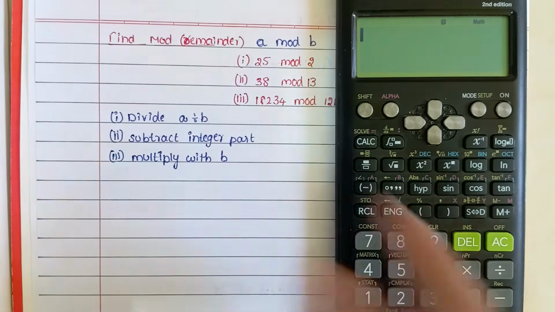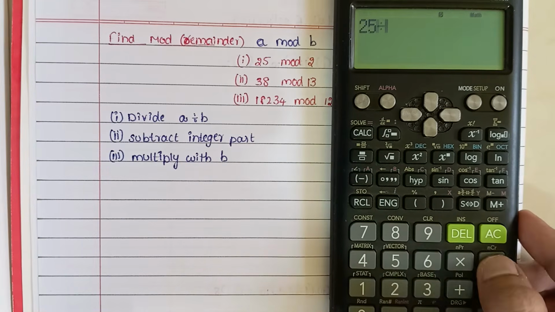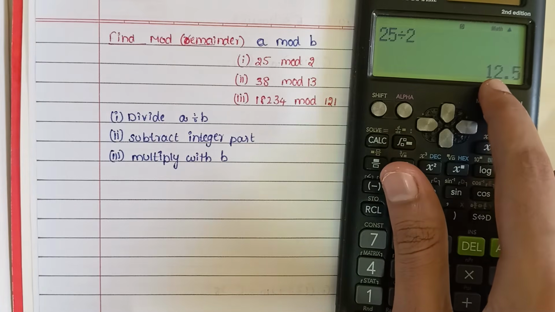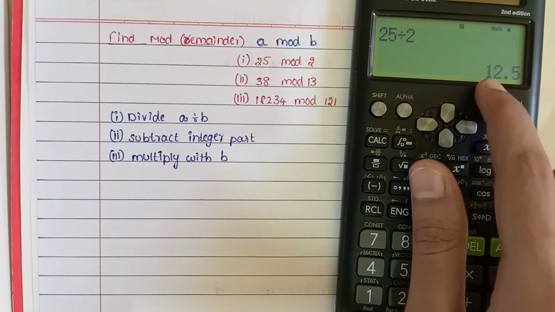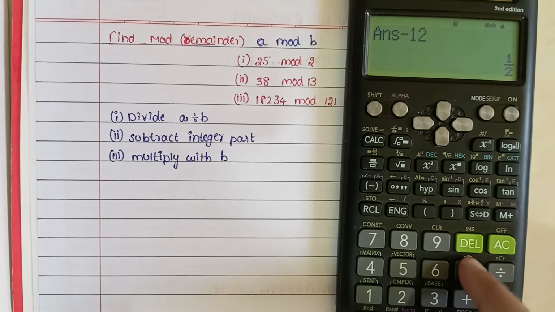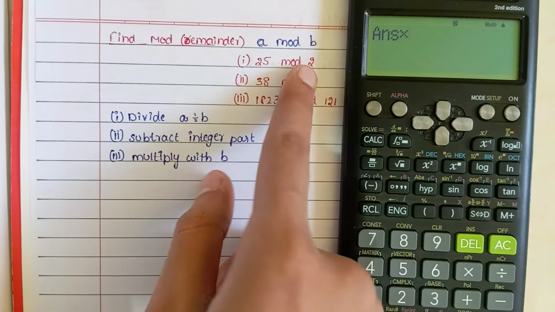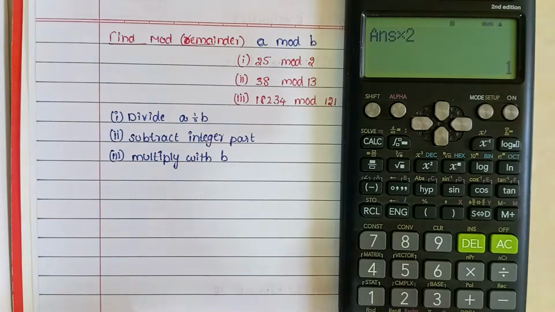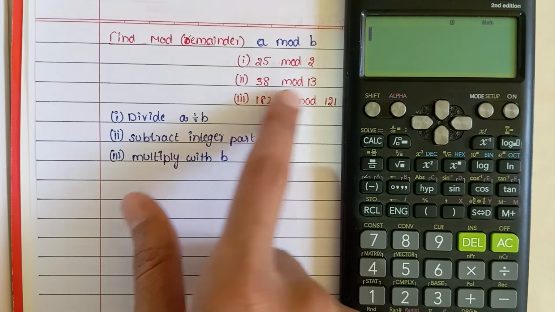First, divide 25 by 2. 25 divided by 2, you will obtain one value. Subtract the integer part from that. The integer part is 12, so minus 12. And again multiply the obtained value with b, which means 2. Therefore, the remainder is 1.